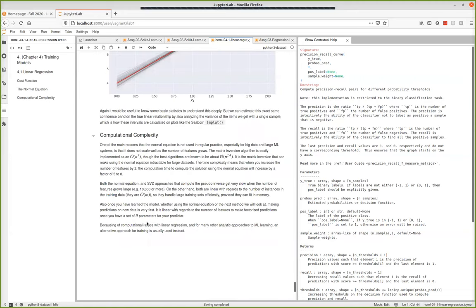All right, and that was basically it for this first notebook here, talking about the cost function and setting up for linear regression.